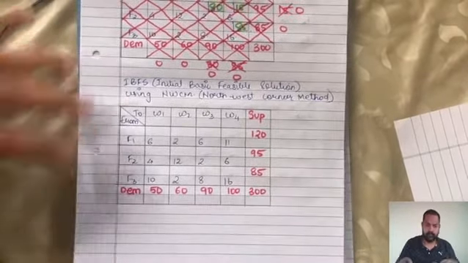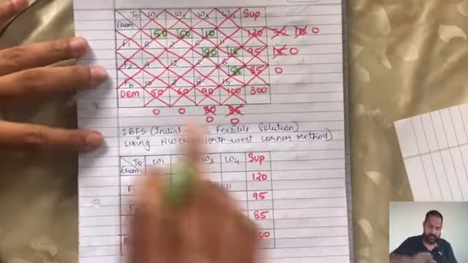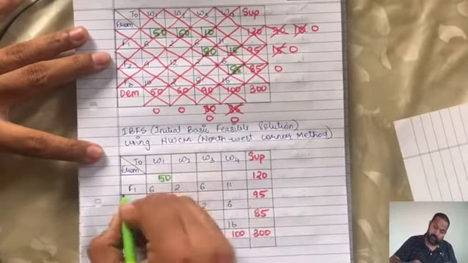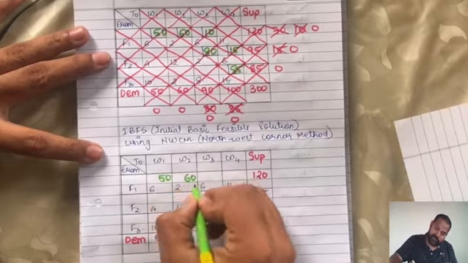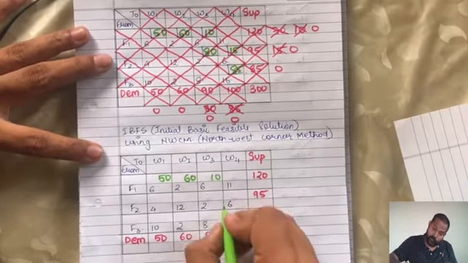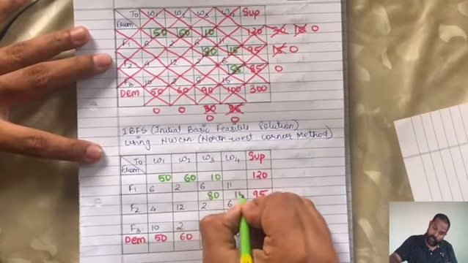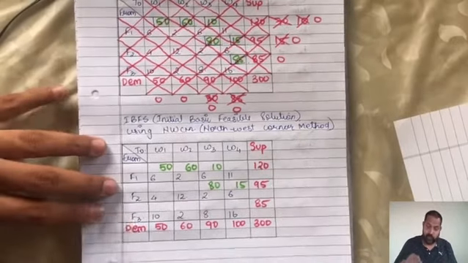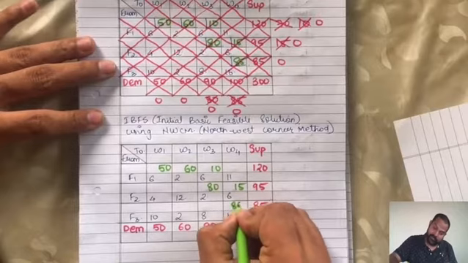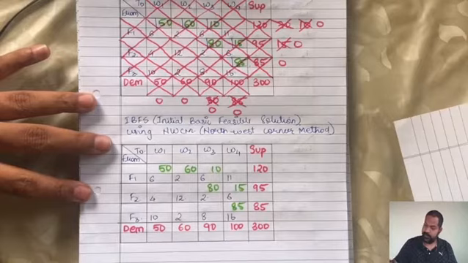Correct? What have you decided? Well, according to the northwest corner method, I have decided this. From F1 to W1, I am giving away 50 units. From F1 to W2, 60 units. From F1 to W3 I am giving 10 units. From F2 to W3 I am transporting 80 units. From F2 to W4 I am transporting 15 units. From F3 to W4 I am transporting 85 units. Done? Yes.